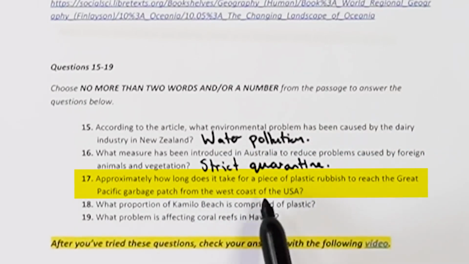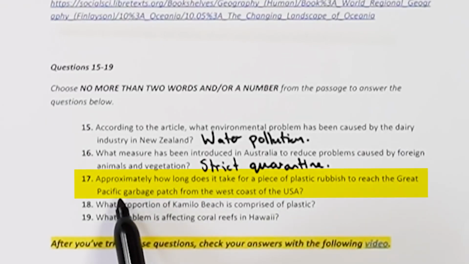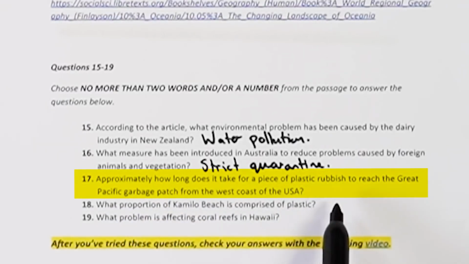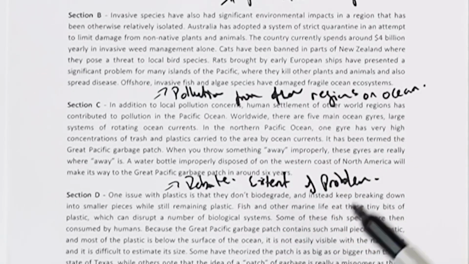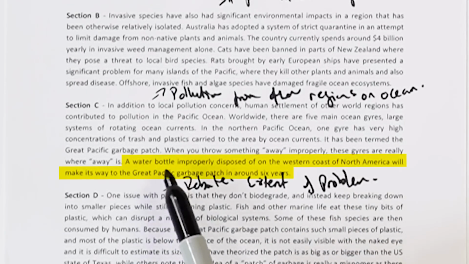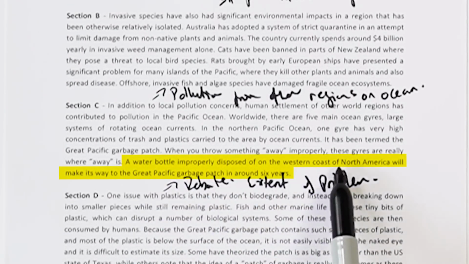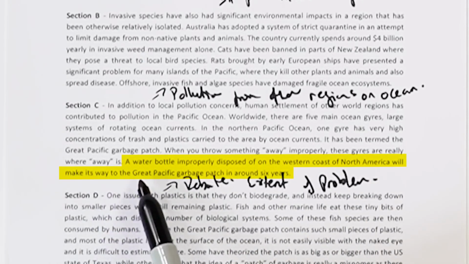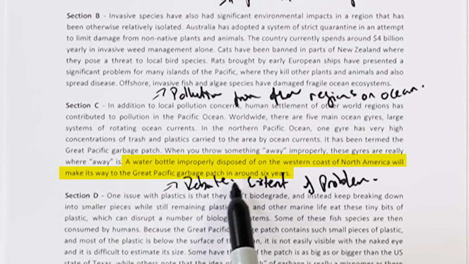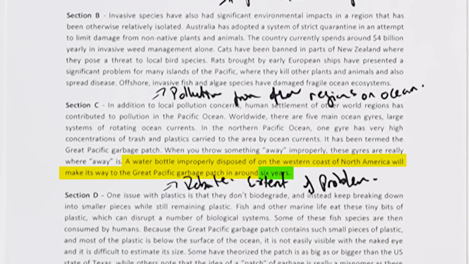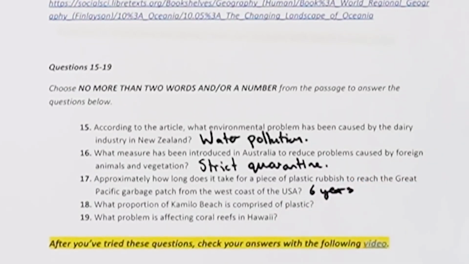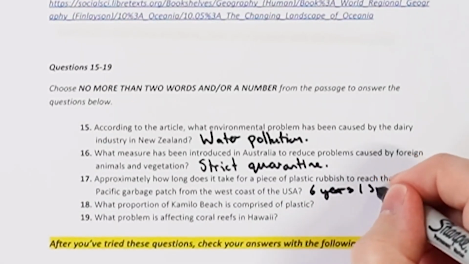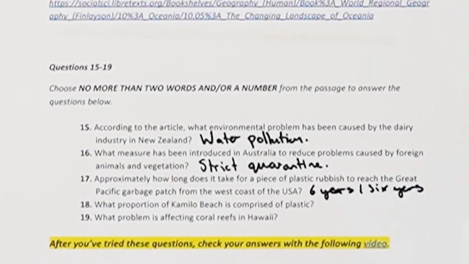Approximately how long does it take for a piece of plastic rubbish to reach the Great Pacific garbage patch from the west coast of the USA? So they were talking about the big patch here from other areas, so from the west coast of the USA. A water bottle improperly disposed on the western coast of North America will make its way to the Great Pacific garbage patch in around 6 years. So the answer is 6 years. And if you're wondering, the number 6, like 6 years, is also acceptable, so don't worry about that.